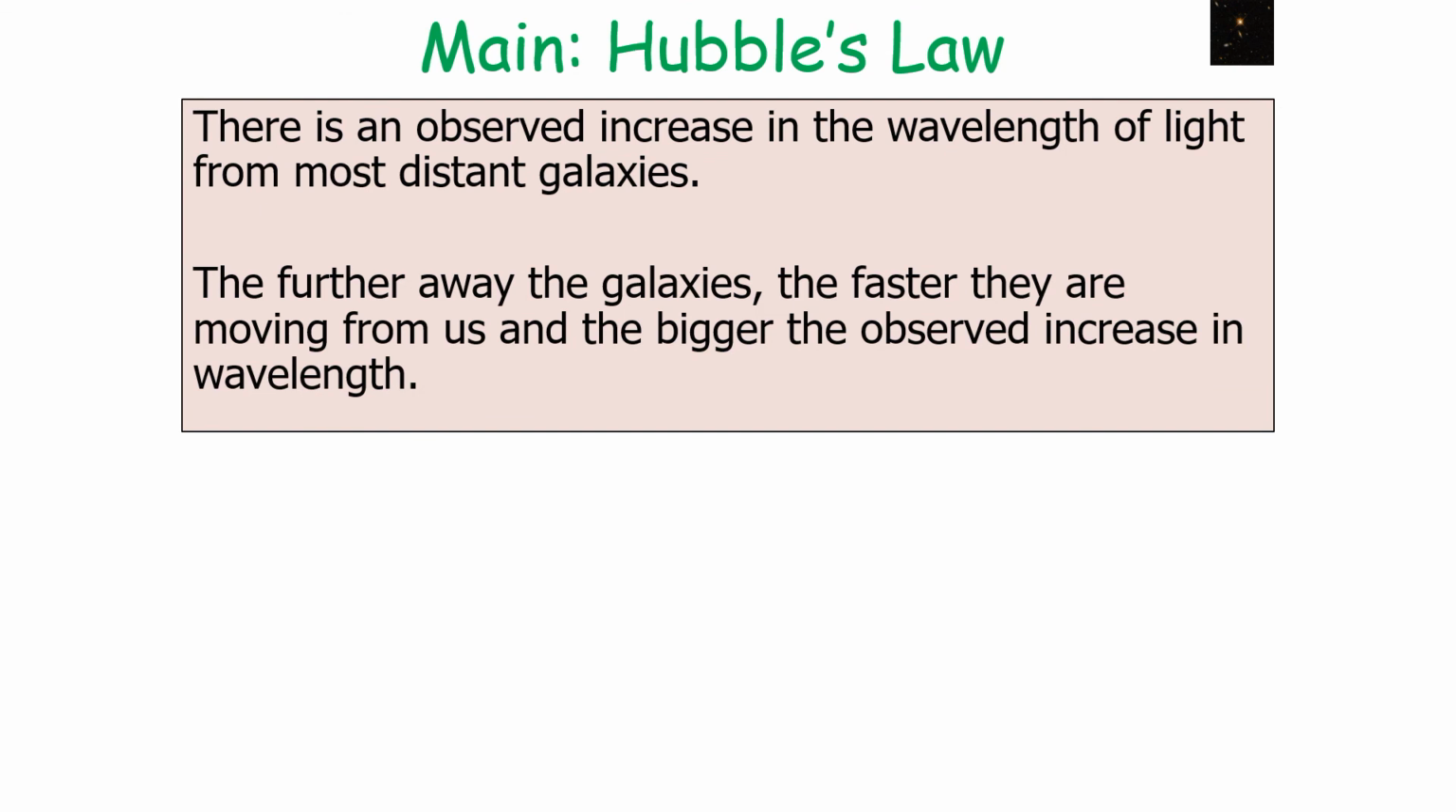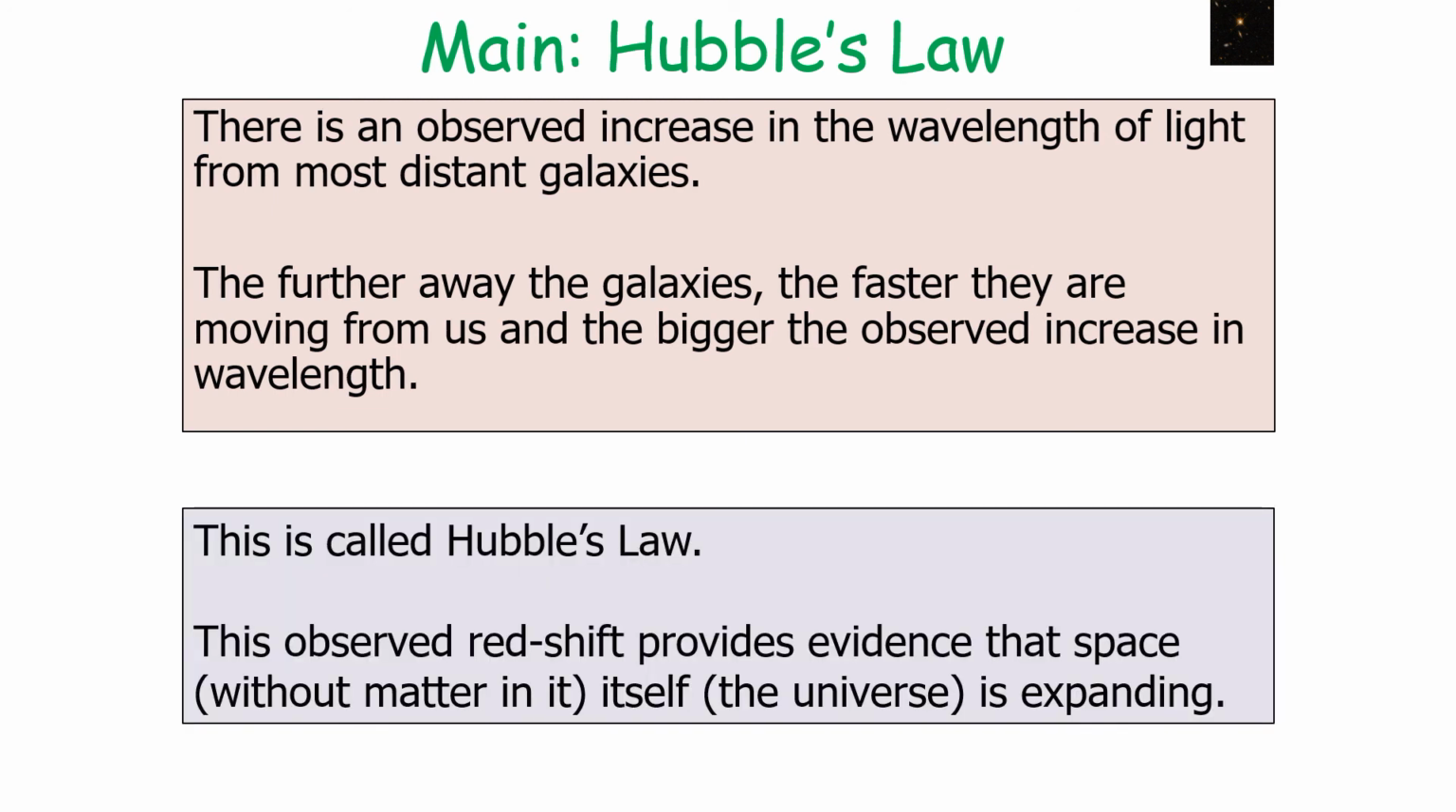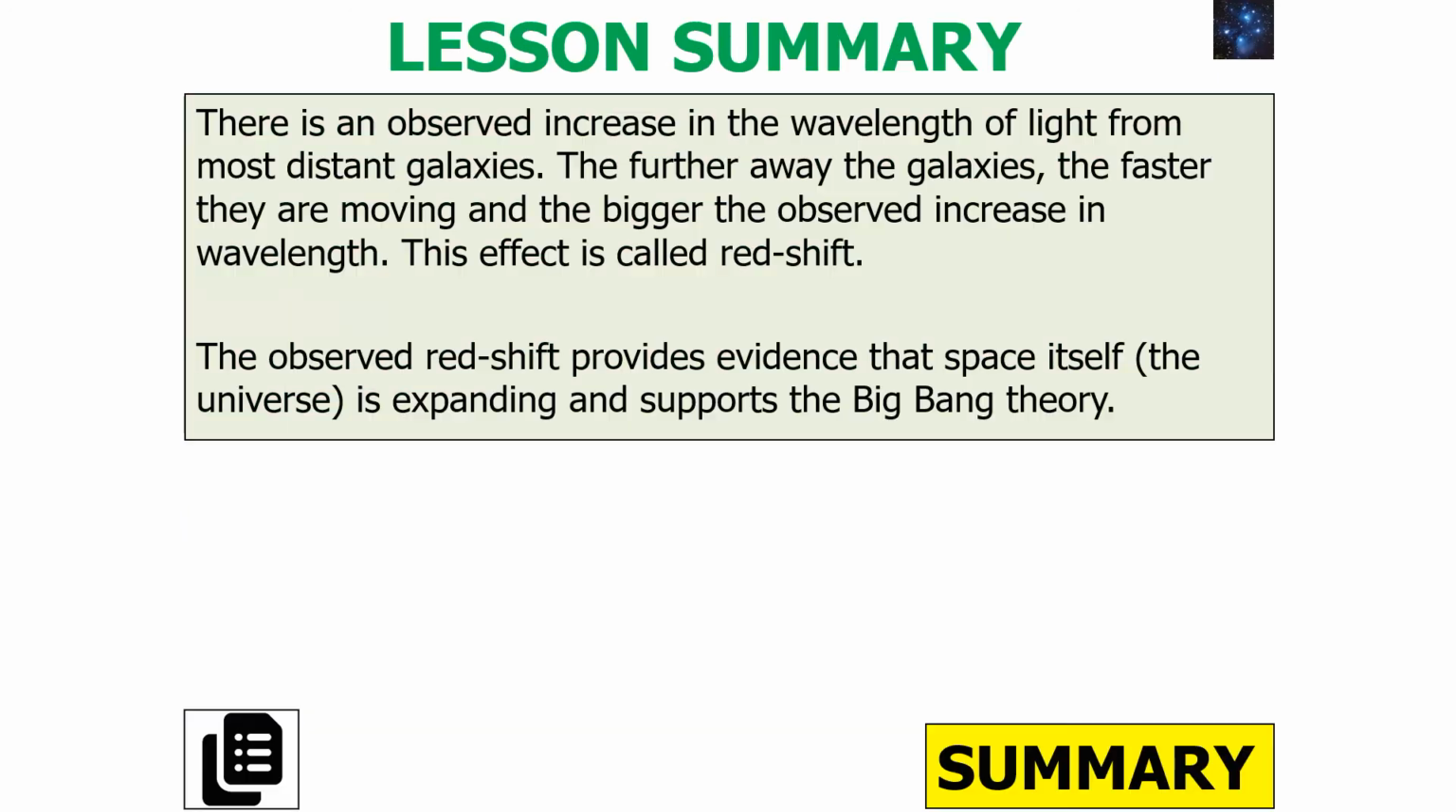So let's just recap what we've learned so far. There is an observed increase in the wavelength of light from most distant galaxies. The further away the galaxies, the faster they are moving from us, and the bigger the observed increase in wavelength. We call this idea Hubble's law, and this observed redshift provides evidence that space without matter in it is itself expanding. This effect is called redshift. Now the observed redshift provides evidence that space itself, the universe, is expanding and supports the Big Bang theory.